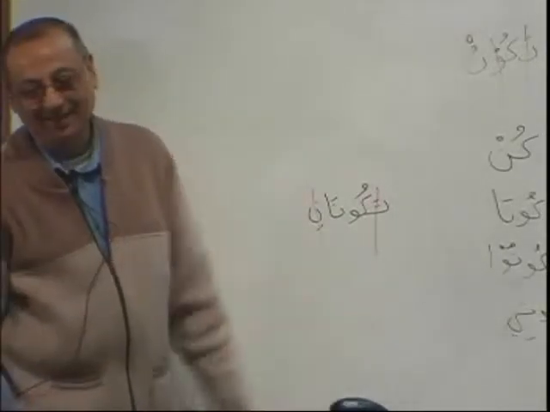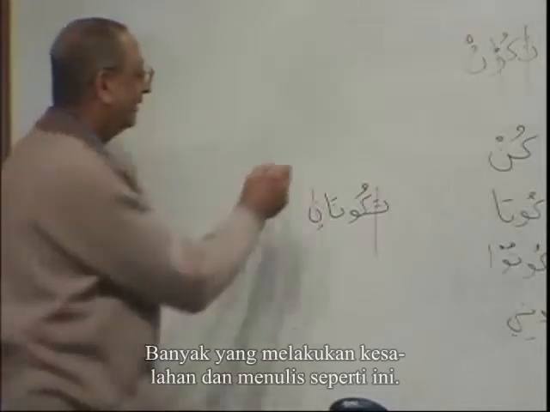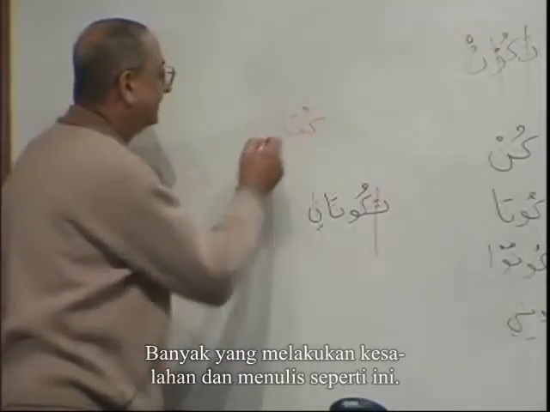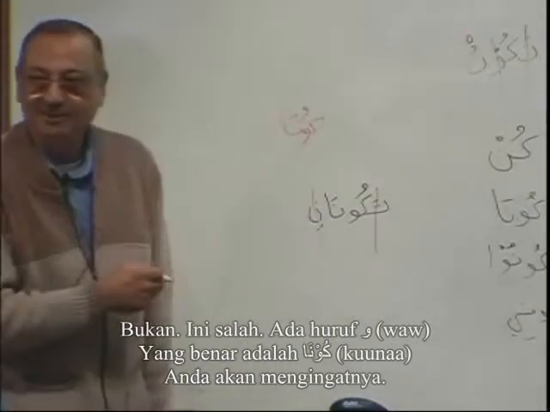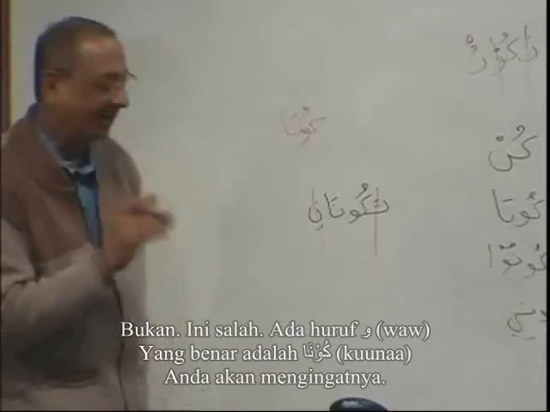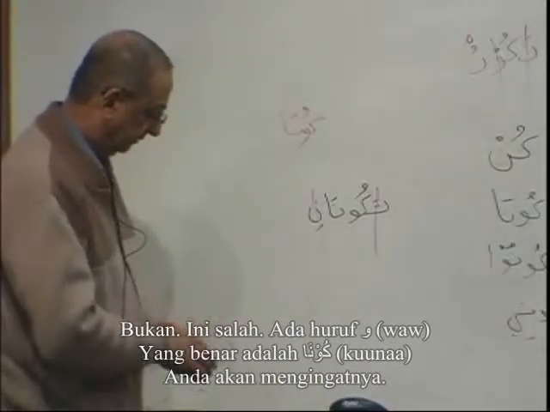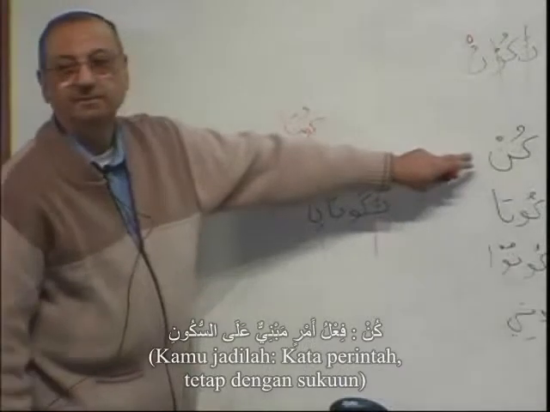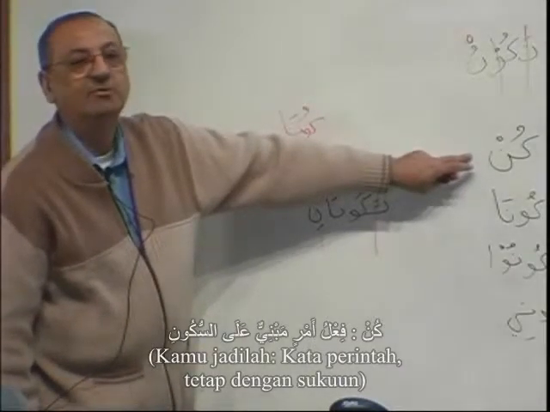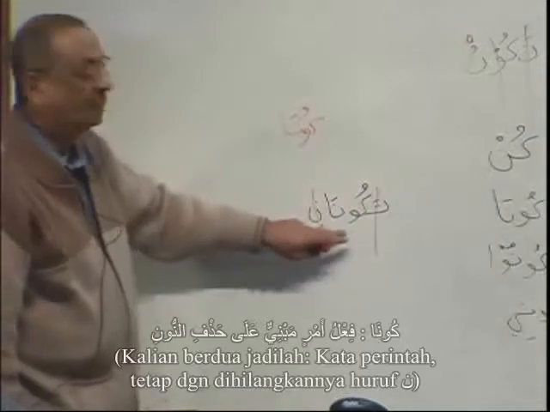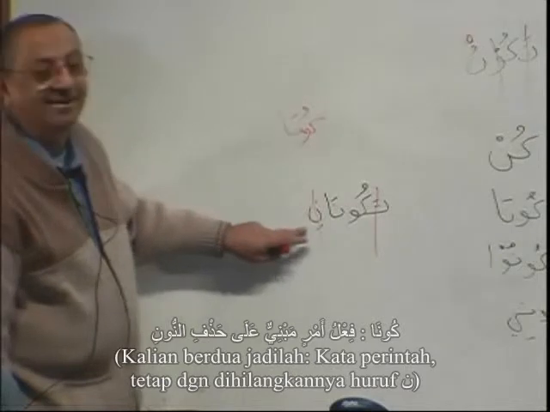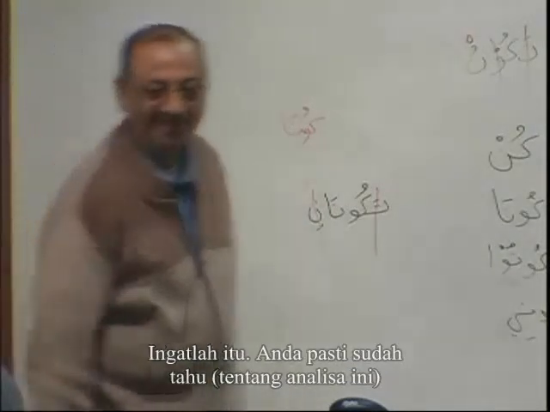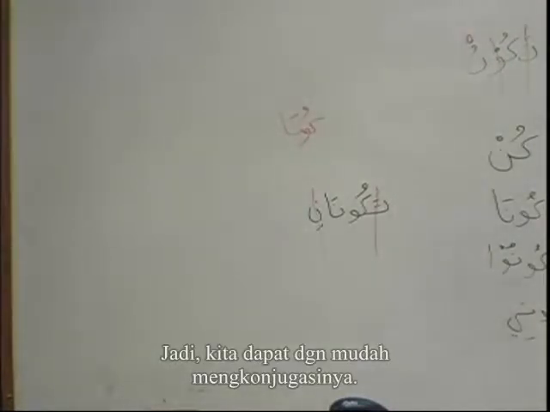So it remains kun. But many students make a mistake and write it with a vav. No, there is no vav there. Are you with me? You will keep that in mind, inshallah. Kuna. Kun, fi'lu amrin, mabniun ala sukun. Kuna, fi'lu amrin, mabniun ala hadhfi nun. Keep that in mind. You know it. So we can easily conjugate, brothers and sisters.